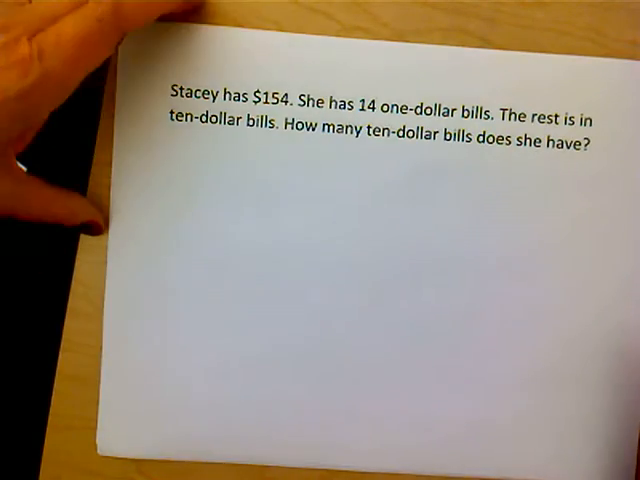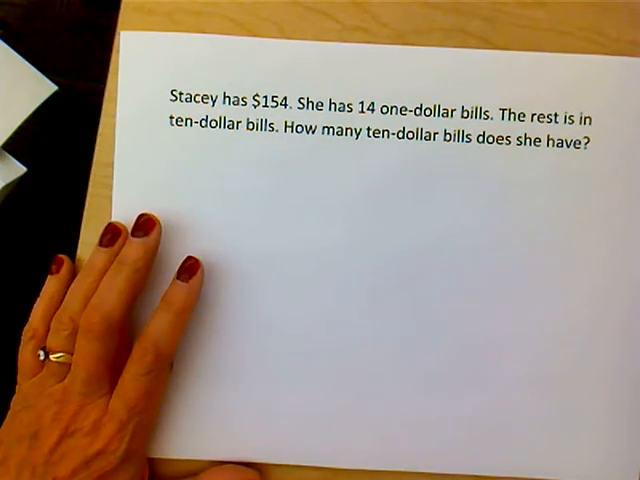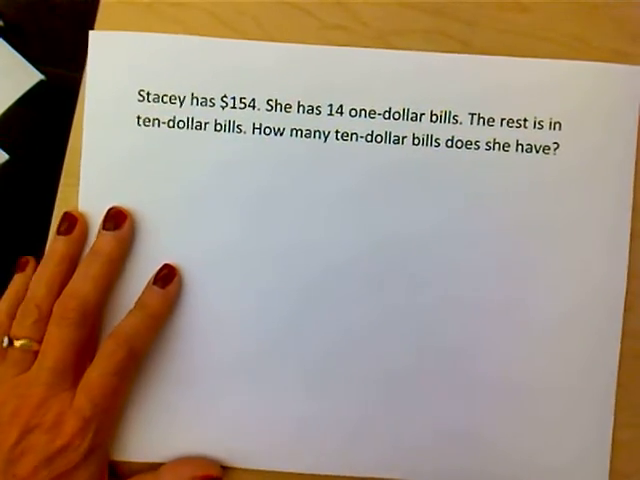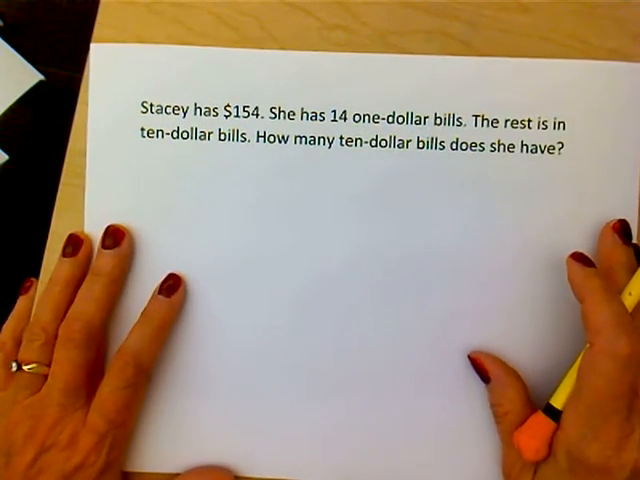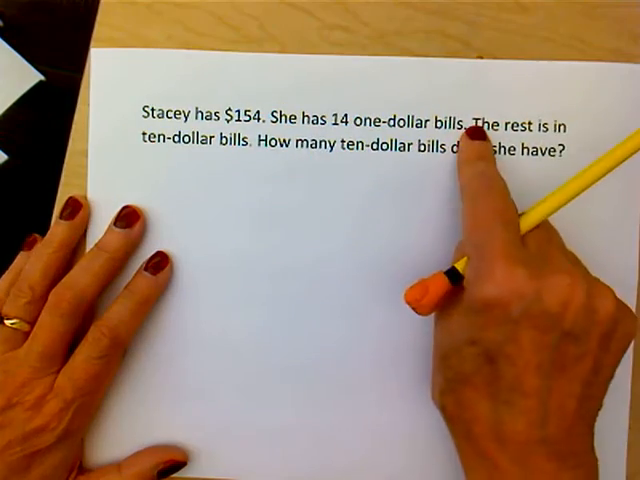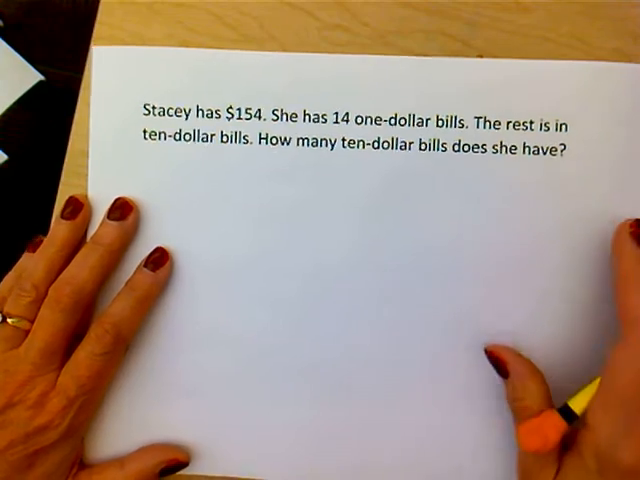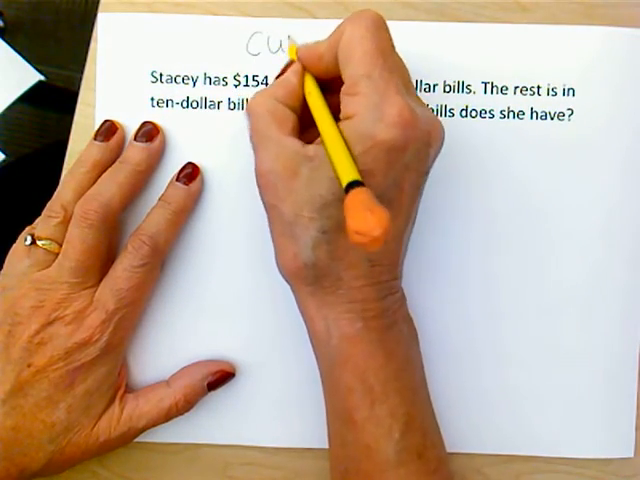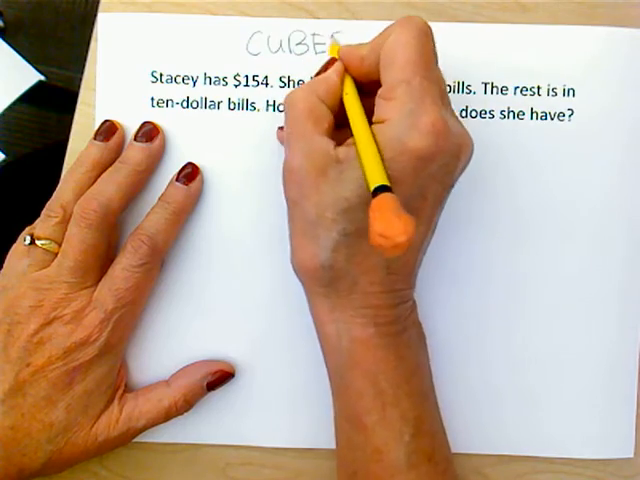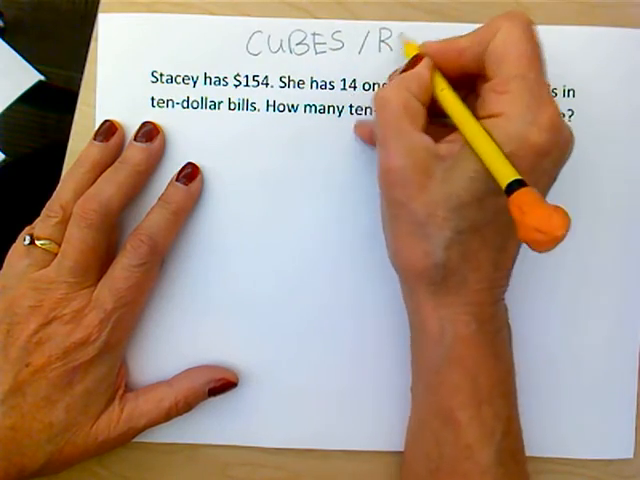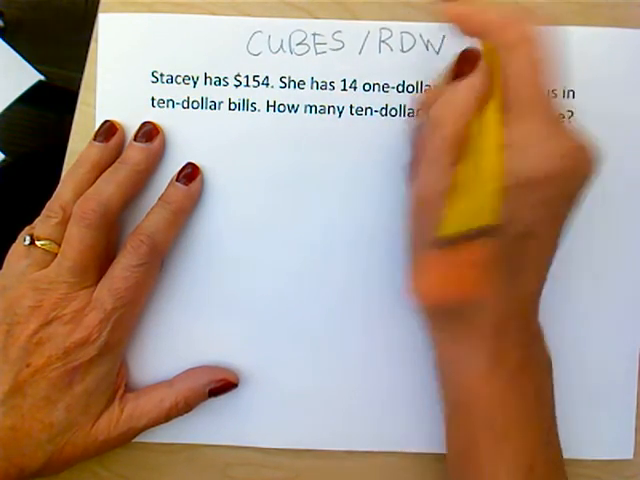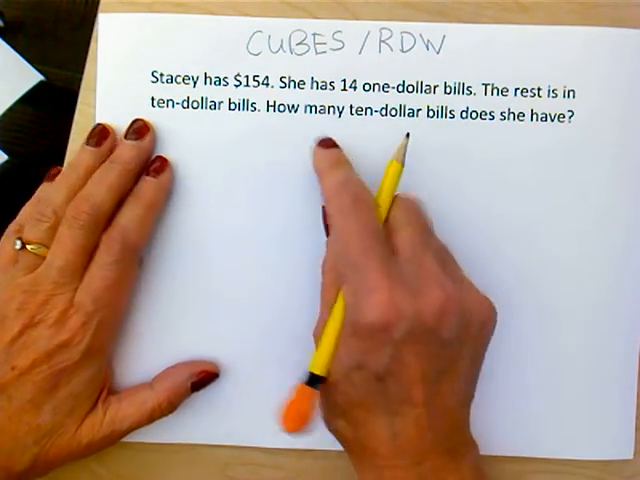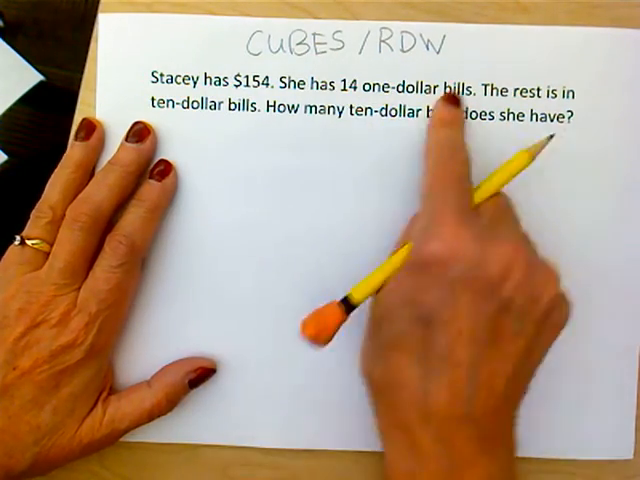Let's take a look at our problem application for today. Here's our word problem. Remember, second graders should be able to solve simple word problems. And remember, if we have a word problem, we need to answer with a word answer. And we also should be using cubes, as well as read, draw, and write. And today we're going to be doing a lot of the drawing part and then the writing part. So let's start by reading the problem.